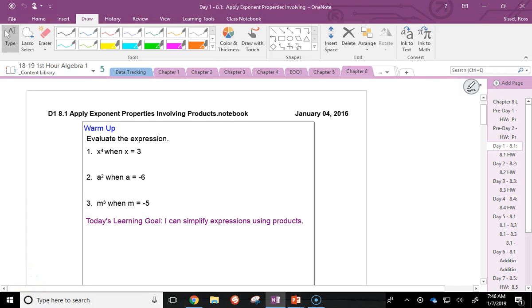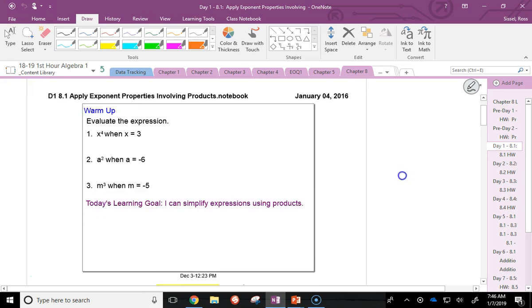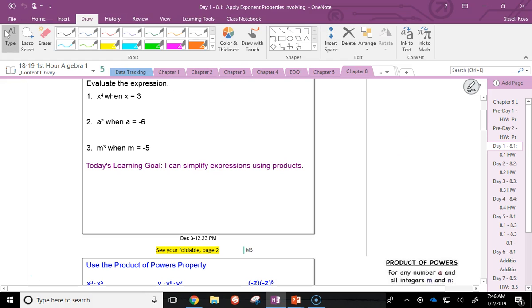Alright, so today we are on day 1, lesson 8.1. Now we're into the chapter, we're done with our preview of it, so we're going to put it all together. I would keep your little orange foldable to go back to and review it. So we do the warm-up.